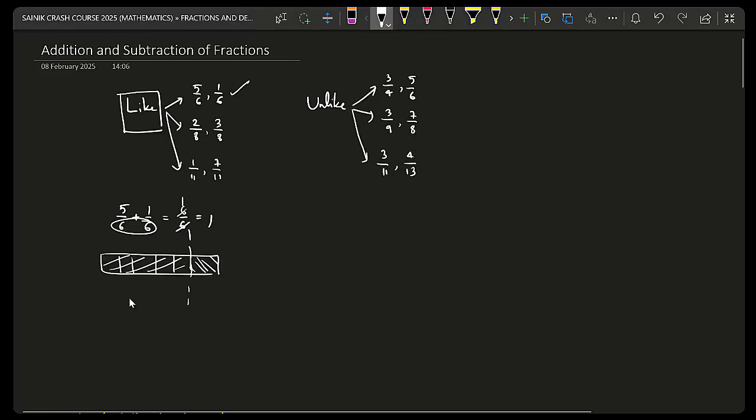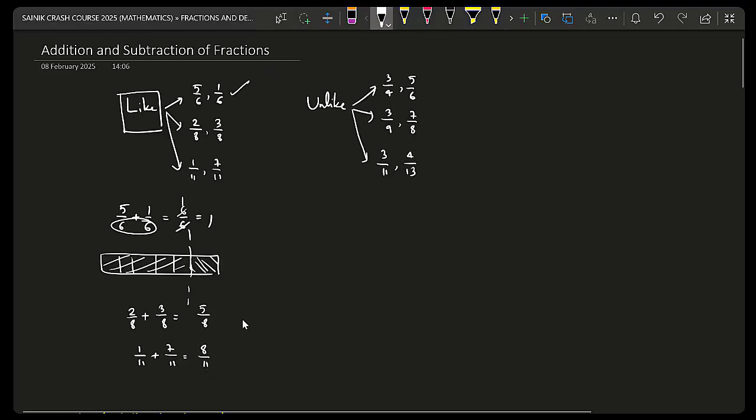Let's take one more example. 2 by 8 plus 3 by 8 we want to add. Because they are like fractions, we can add the numerators, that is 5, and the same denominator we can write, that is 8. Don't add the denominators. So next we have 1 by 11 and 7 by 11. Here also they are like fractions, we can add the numerators, that is 8 by 11.